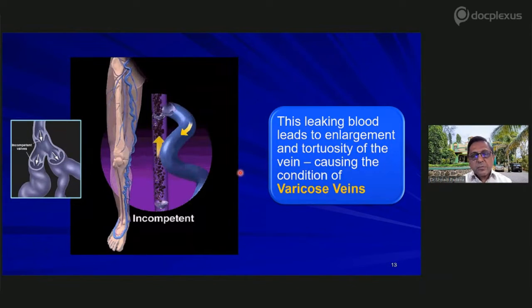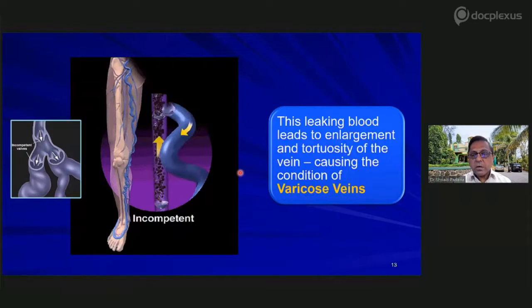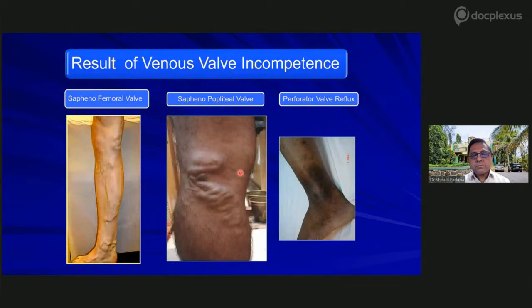In the vast majority of patients, this leaking venous valve is hereditary or congenital and present since birth. And in a few patients, it can be because of trauma or other associated reasons. Now, if the saphenofemoral valve in the groin gets damaged or leaks, then obviously the great saphenous vein will show varicosities as seen in this picture.